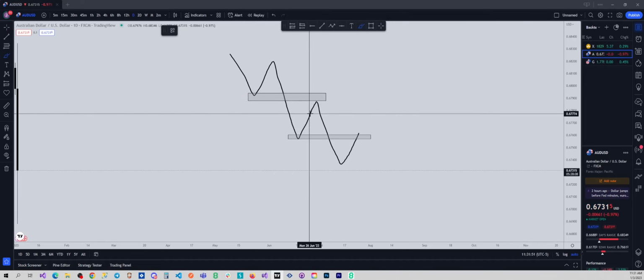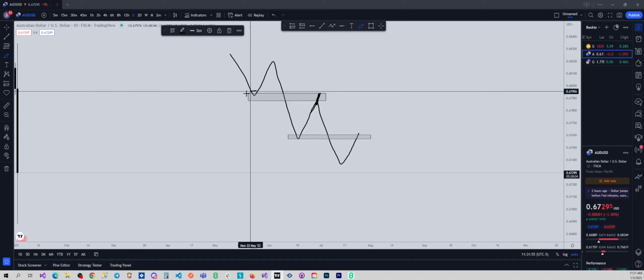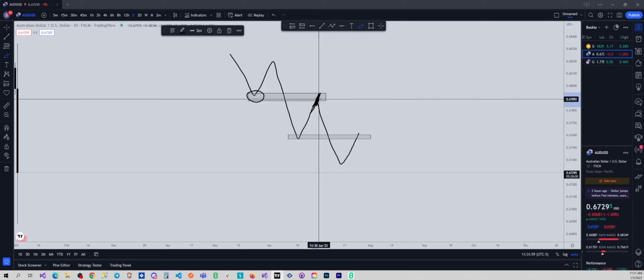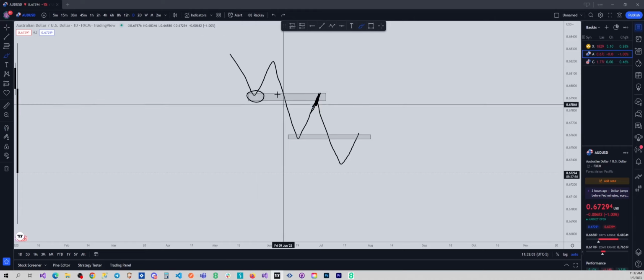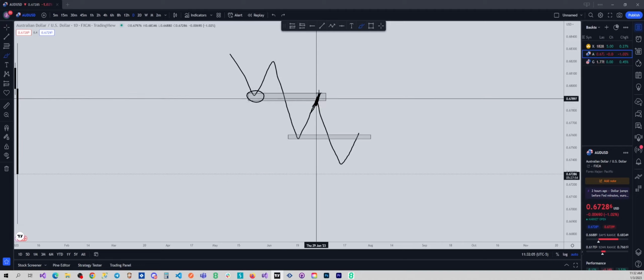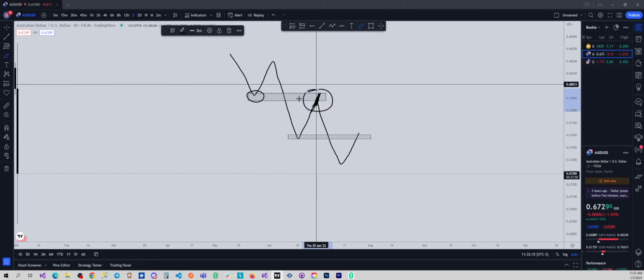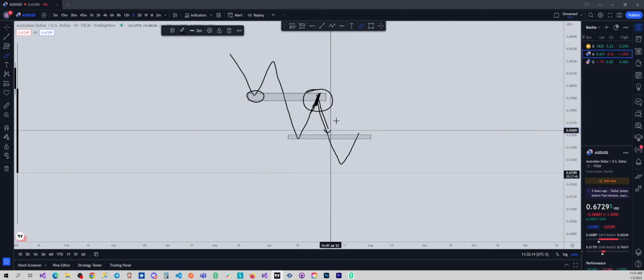Price is attempting to break above this zone right here, break above this low right here, right? The swing low right here. Price is attempting to break above to continue to the upside. But this zone is preventing price from doing so. So because the zone is preventing price from doing so, what can we expect? We can expect price to continue to the downside.